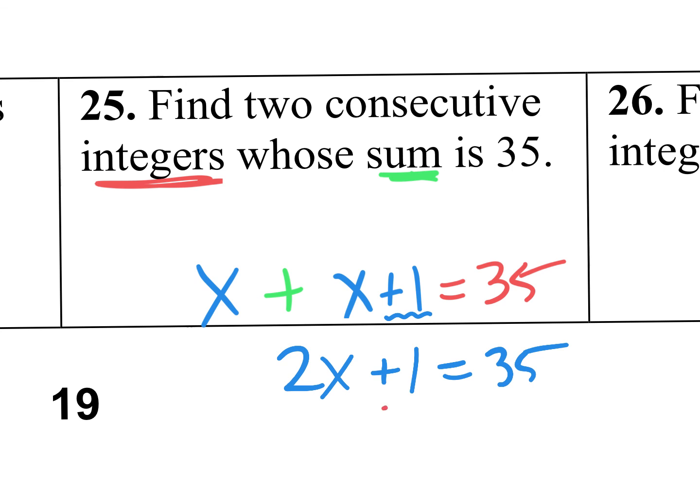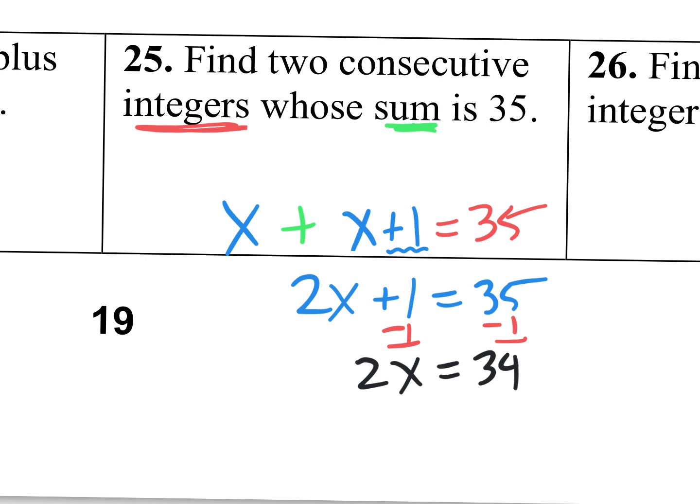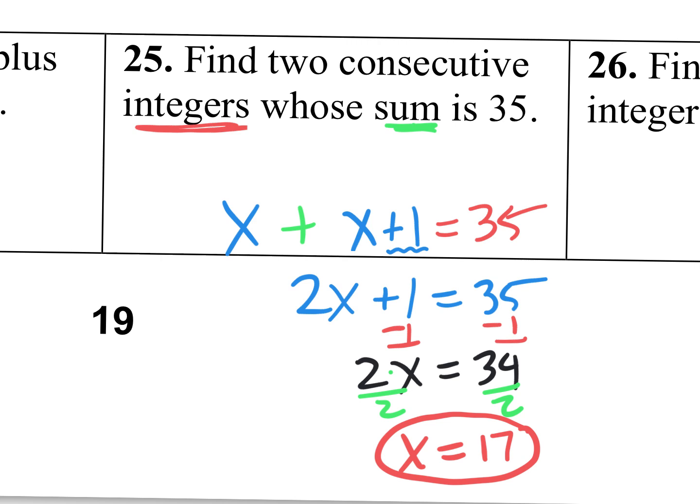How do you solve this? You subtract 1. You're going to end up with 2x equaling 34. And for my final step, what do I do? Divide by 2, and I will get x equals 17. Now, we got to understand that x is just this first number. So what would the next number be? 17 plus 1 is what? 18. So the two consecutive numbers are 17 and 18.